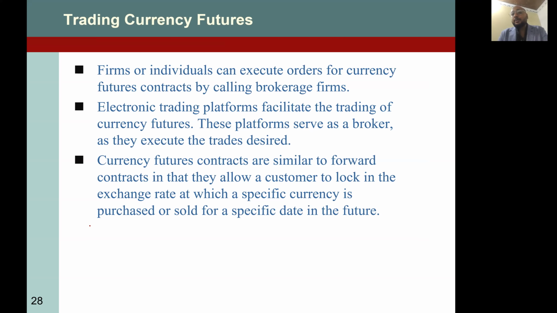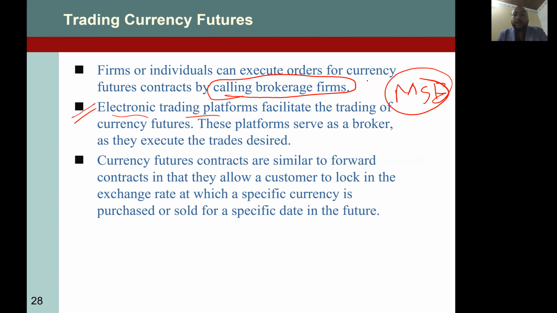So trading futures can also be used for hedging purposes, but in this case, firms or individuals can execute orders for currency contracts by calling the brokerage firm. You can ask the middleman agent to execute the transaction on your behalf. And how do you do that? Through an electronic trading platform. The Mercantile exchange platform, you can use that in the US or in your own country. You have your own stock exchange for currencies. You can also do that. These platforms serve as a broker. For them, you need to maintain some kind of balances, margins.